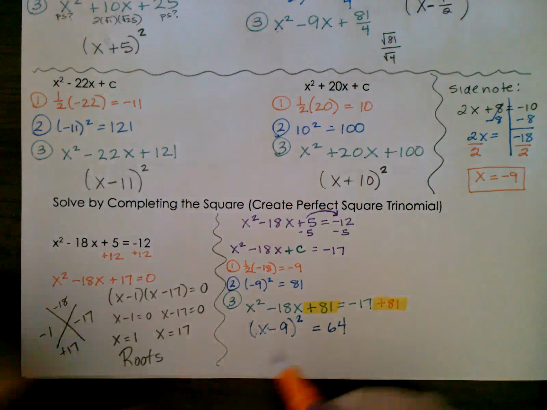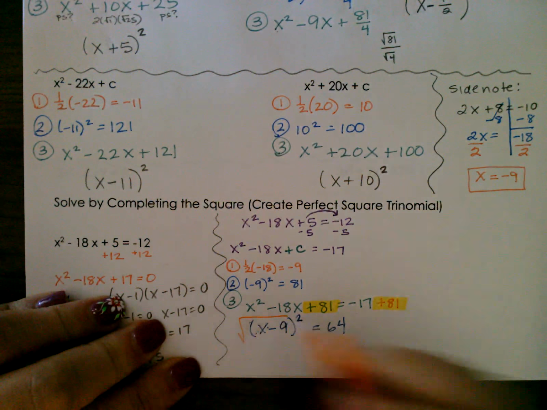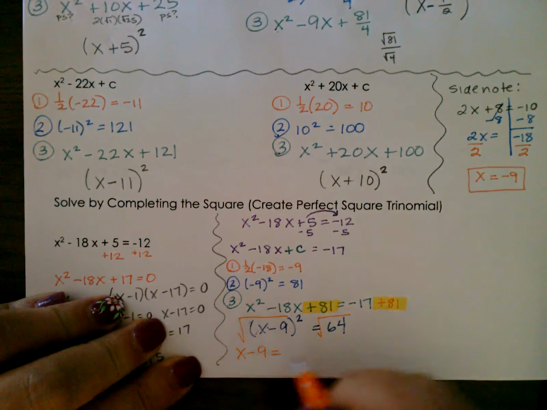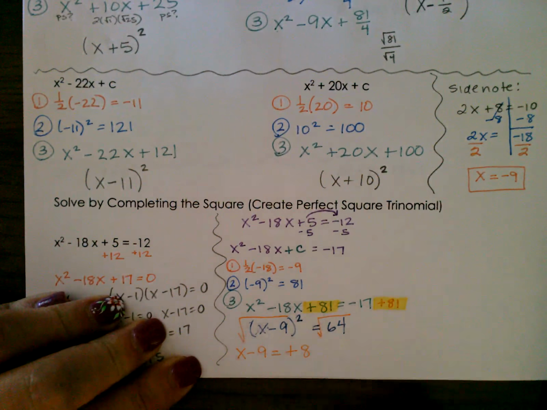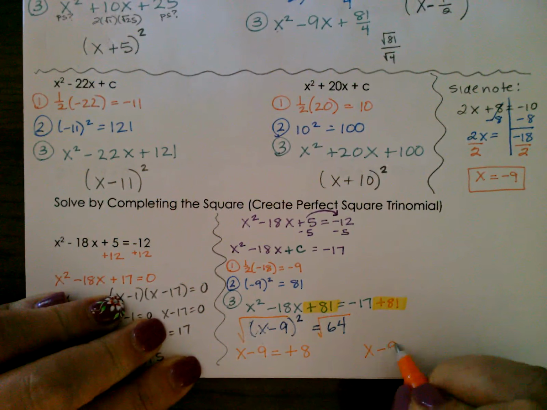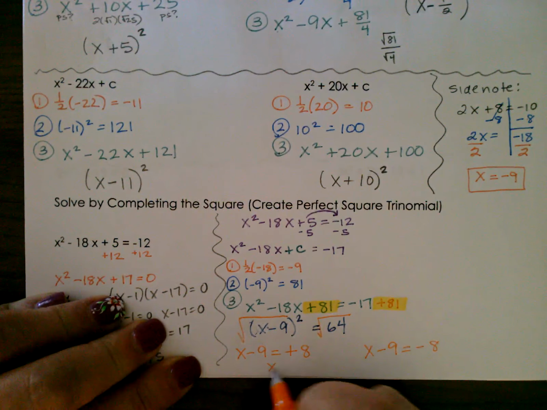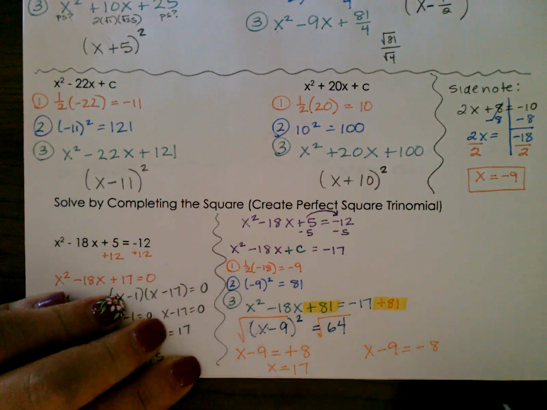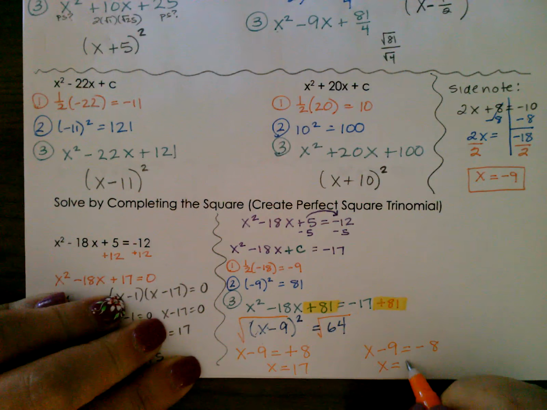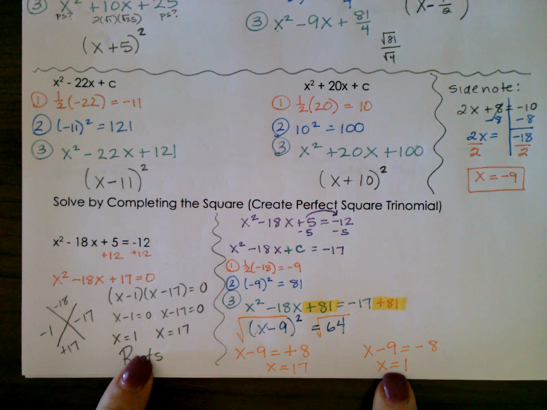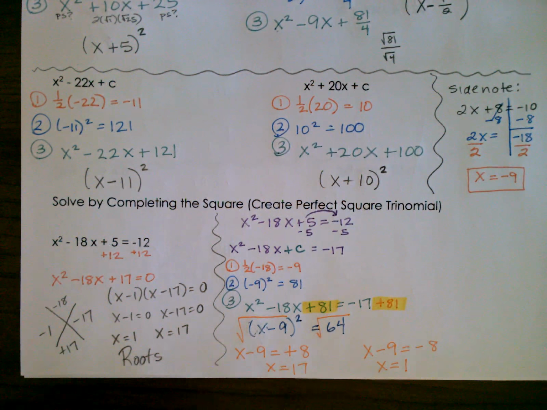Going back to the square root property, I have to take the square root of both sides. So x minus 9 equals positive 8. x minus 9 equals negative 8. Therefore, x equals 17. x equals 1. Well, that worked out beautifully. I am not surprised by my answers, but like I stated, I wanted to start with nice numbers.